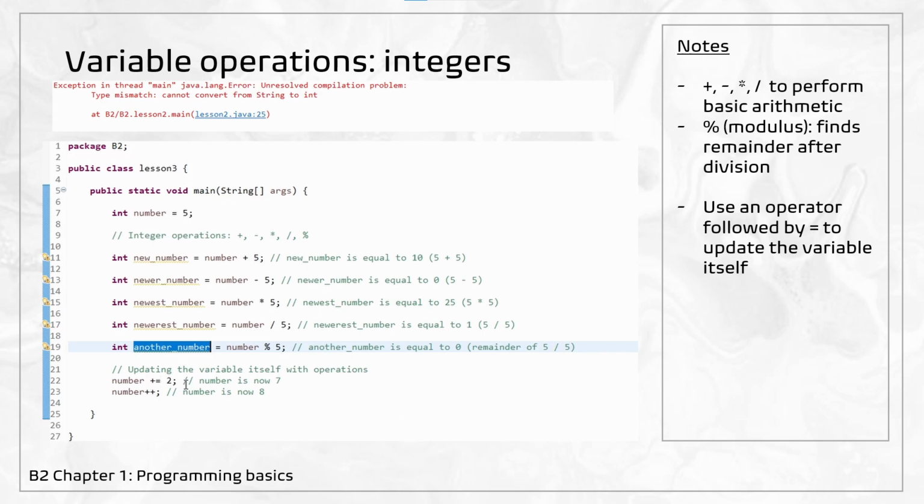You can also update a variable using operations. So here we have number equal to 5. Now this line of code tells the program to add 2 and then update number accordingly. So after this, number will become 7. And there's a special notation for incrementing by 1. It's just going to be putting the identifier and then putting plus plus. And after this, number will become 8.